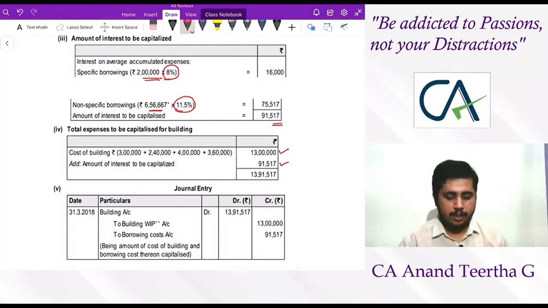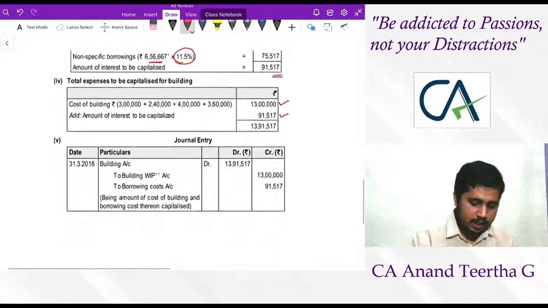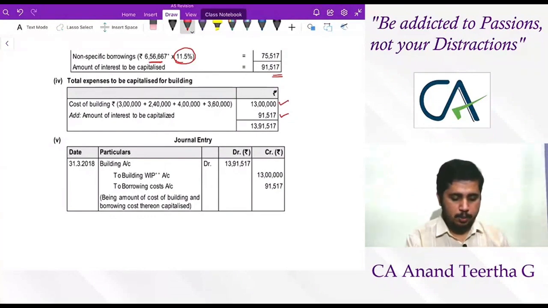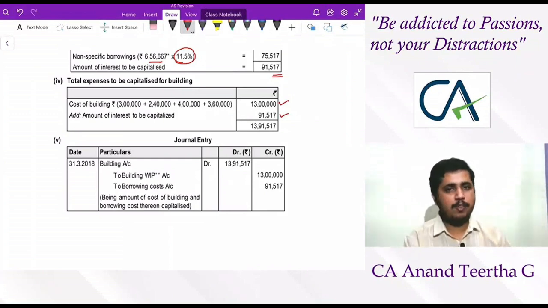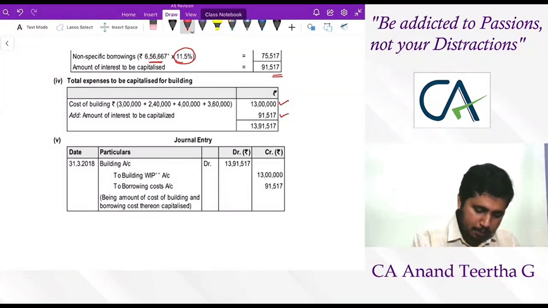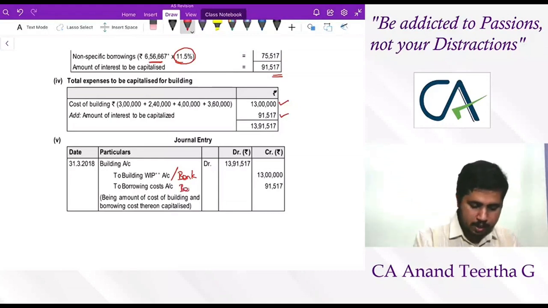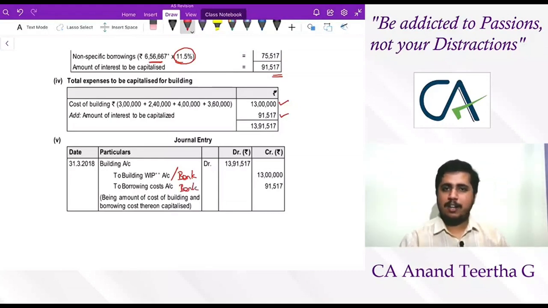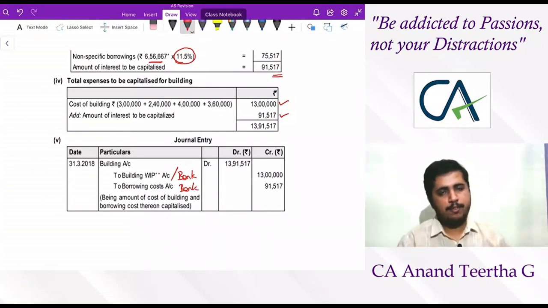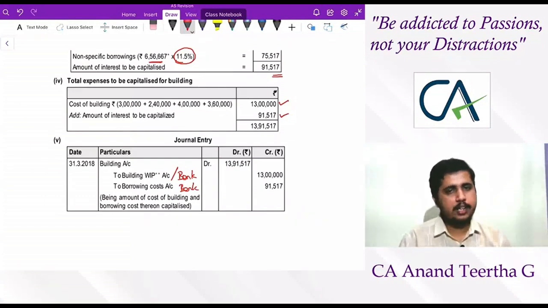The second part of the question is to pass one journal entry. For that, they passed it as building work in progress to borrowing cost. Or else you can pass it in one more way. Instead of building work in progress, you can write bank also. Instead of to borrowing cost, again you can write bank as well, if you assume that everything is already paid. But if it is not directly paid, then consider it as borrowing cost and then payment has to be made. So this is how you have to consider the general borrowing element.